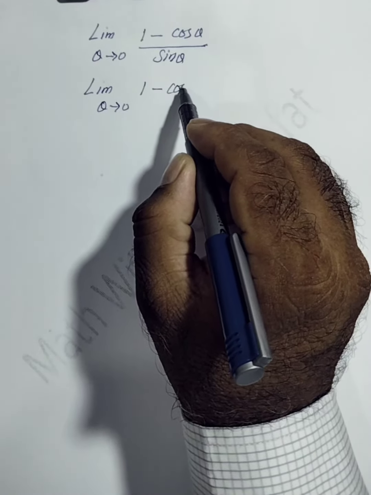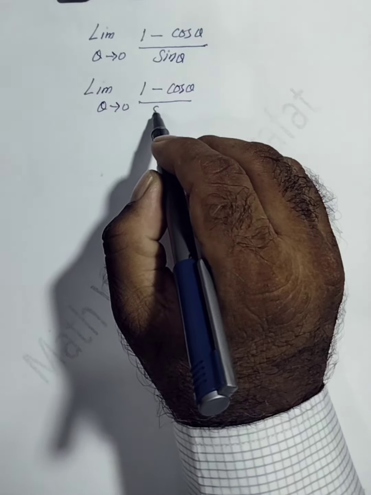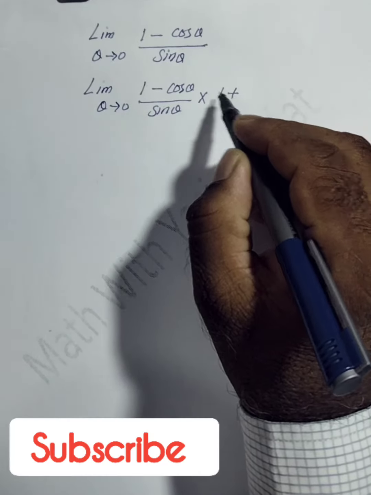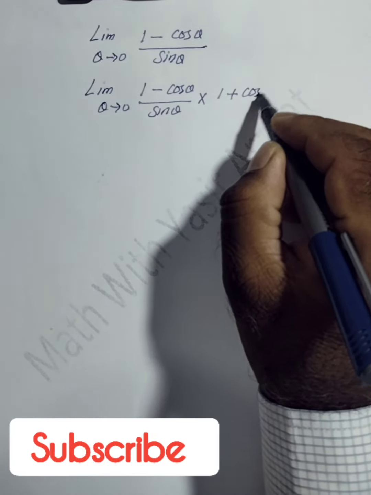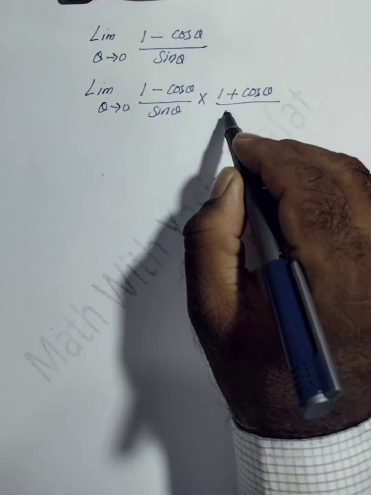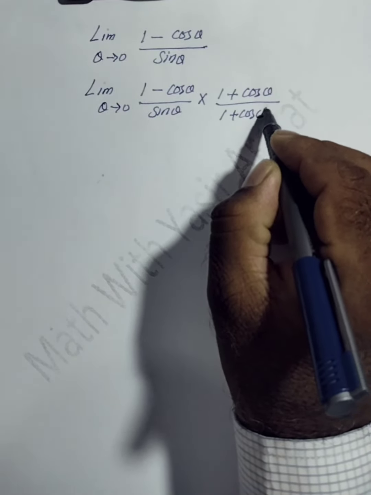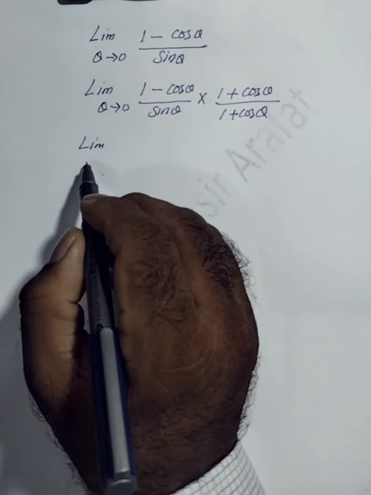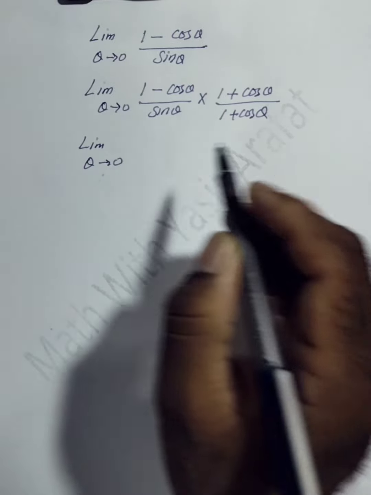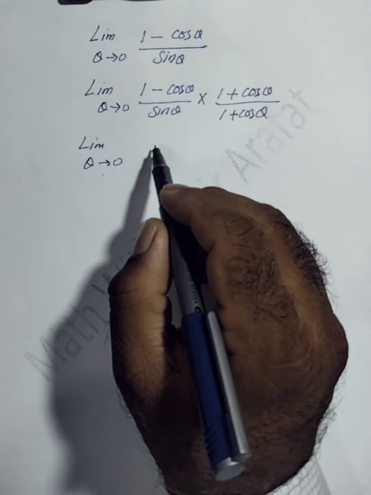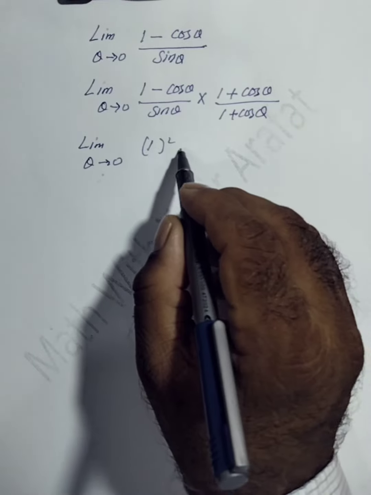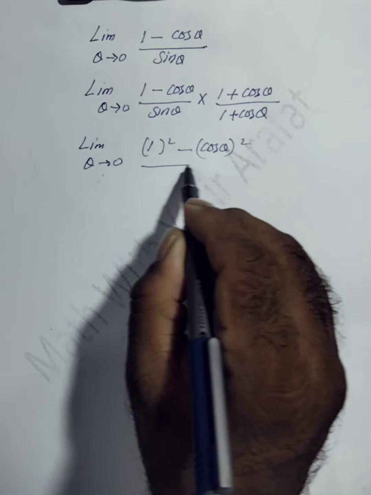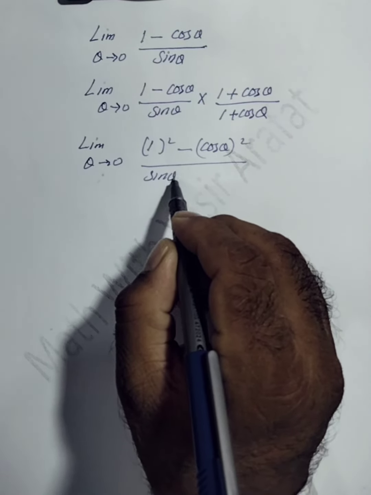So this is 1 minus cos theta over sin theta. Take out its conjugate here. The conjugate of 1 minus cos theta is 1 plus cos theta, and multiply and divide by it. So here, limit theta tends to 0, a minus b, a plus b will be equal to a square minus b square, and the denominator remains the same.